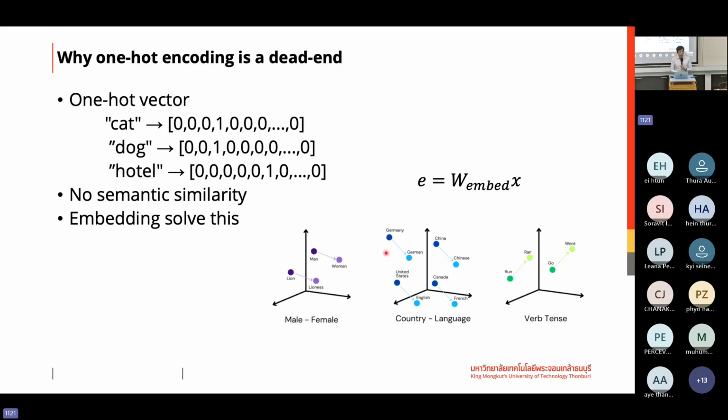However, if you look at the distance between the vectors, look at the distance between these two vectors, you will get square root 2. This is also equal to the other one. But cat should be closer to dog when compared to hotel, right? So that means encoding it this way is not good. It doesn't convey any meaning at all.